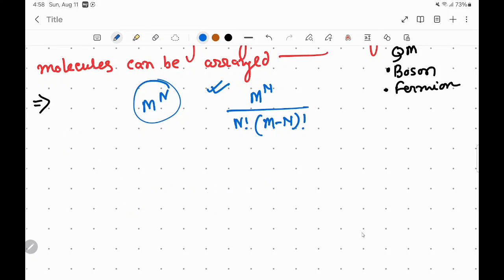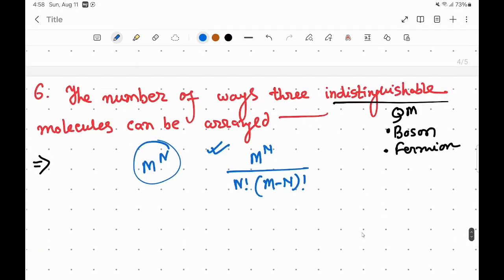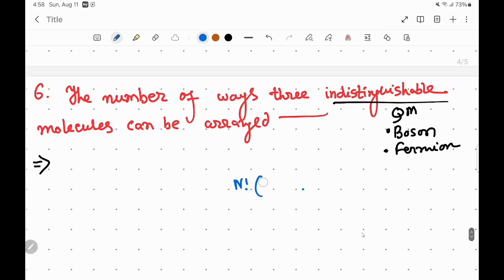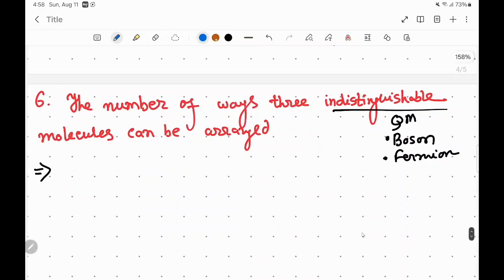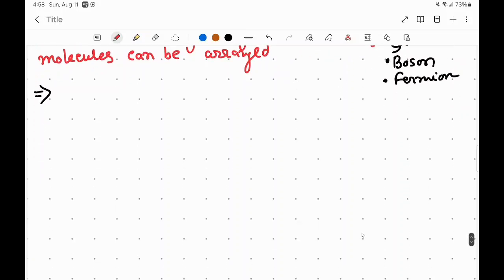The answer given was 6. That was wrong. I think the question is incomplete. The number of energy levels should be given, then you can do it. They should write how many energy levels, then it will be easier. But if it is indistinguishable and you are only considering the ground state, obviously that will be one possibility. Otherwise there is no option.